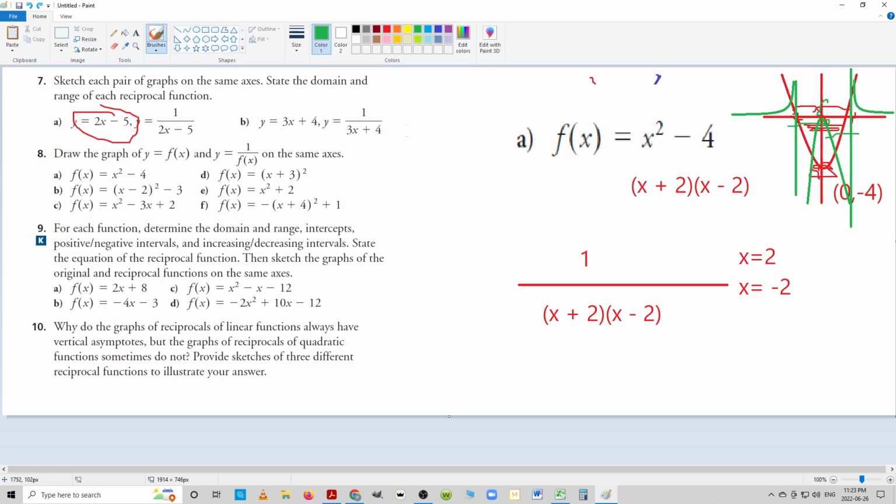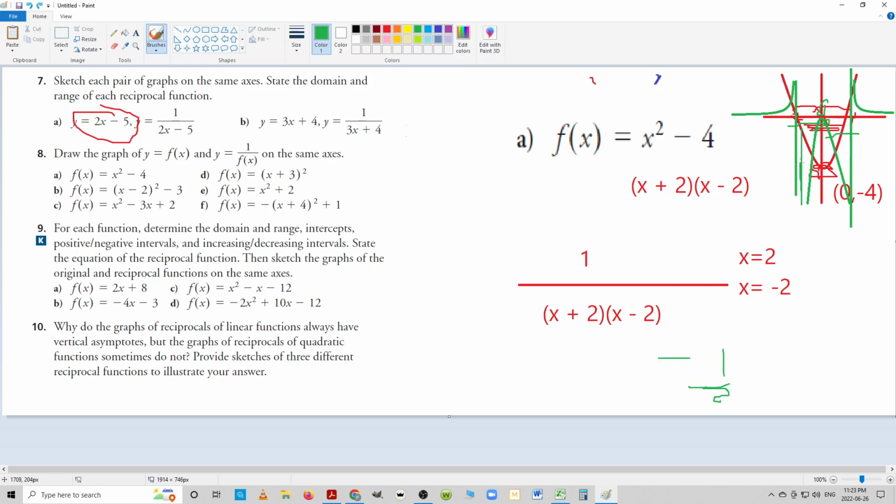A good value is 0. So when we put 0 down here, we get 0 plus 2 and 0 minus 2, which just becomes plus 2 times minus 2. We get negative 1 over 4. So that means at 0, it's going to hug the y-axis. You can even take a value that's just to the right of negative 2, like negative 1. Negative 1 here makes positive 1, and negative 1 makes negative 3. So we get negative 1 over 3. We can see it's starting to go down.